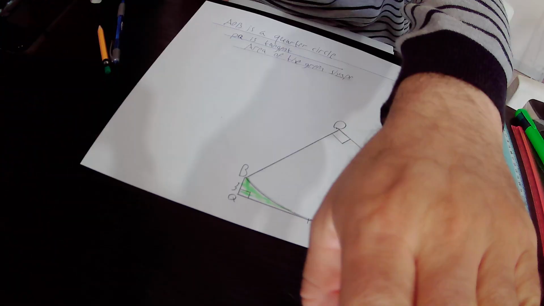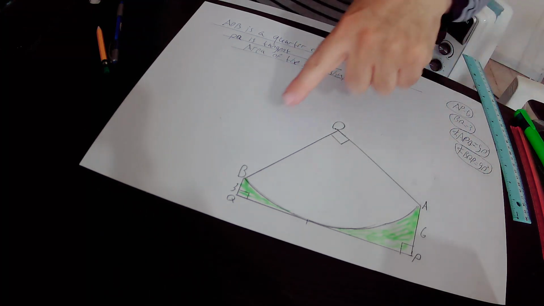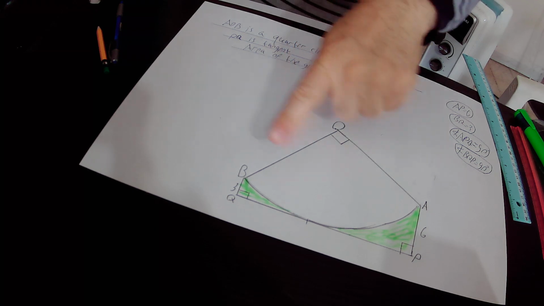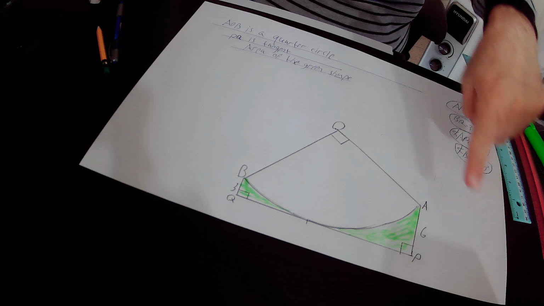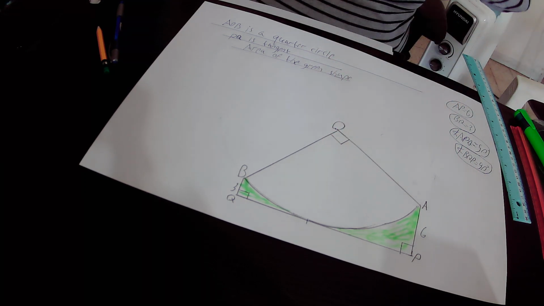And now in this lecture we'll find out the area of the green shape. In the drawing we have a quarter circle, AOB is a quarter circle, and we have also tangent QP. This is tangent QP, that is tangent to the quarter circle here at this point.